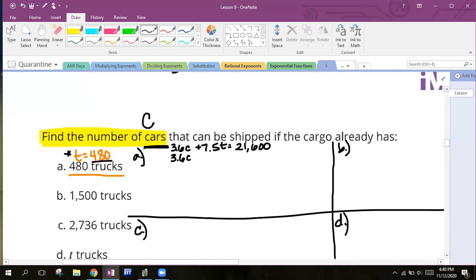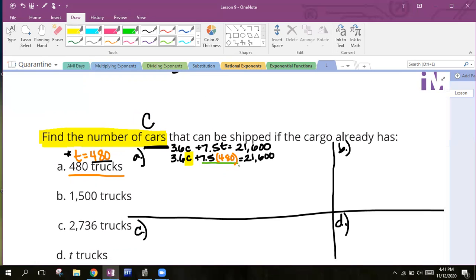So I have 3.6C plus 7.5 times 480, and that equals 21,600. Before I start trying to get this C all by itself, which is what we're trying to do, I can simplify this a little bit. I have 7.5 times 480. I'm going to simplify that really quick. 7.5 times 480 gives me 36,000. Okay, so I'm going to bring down everything else.